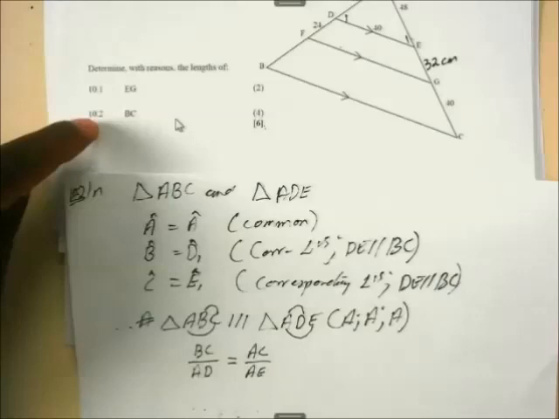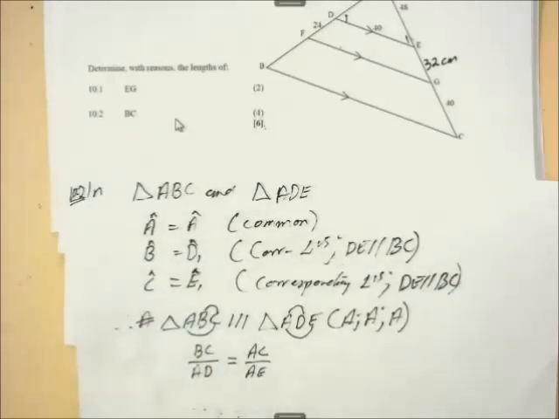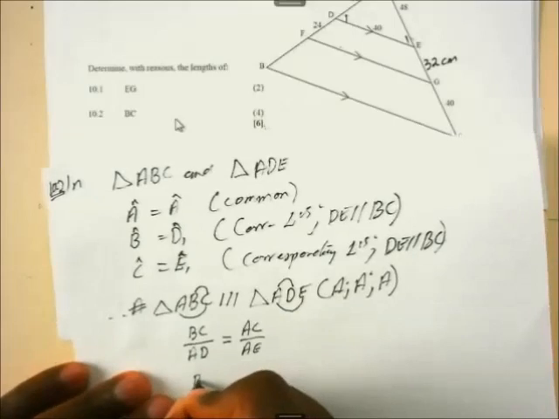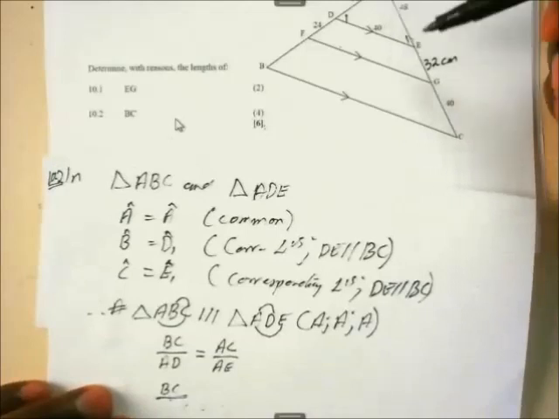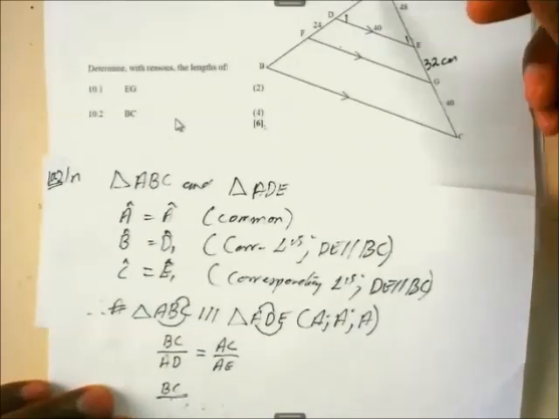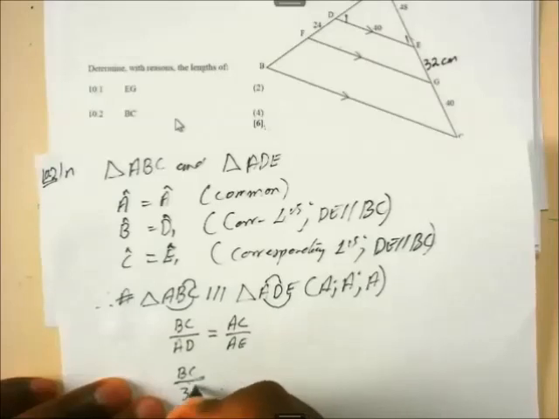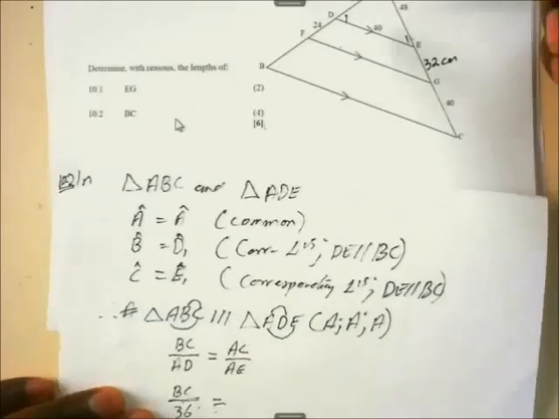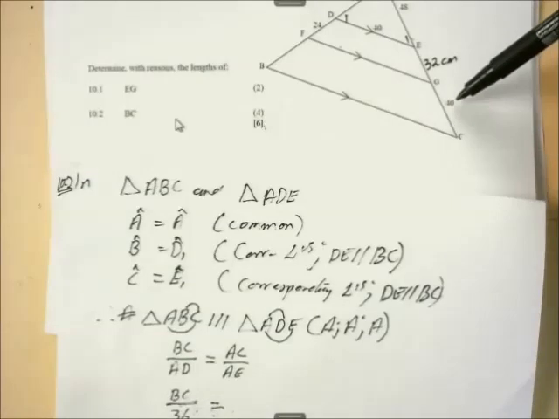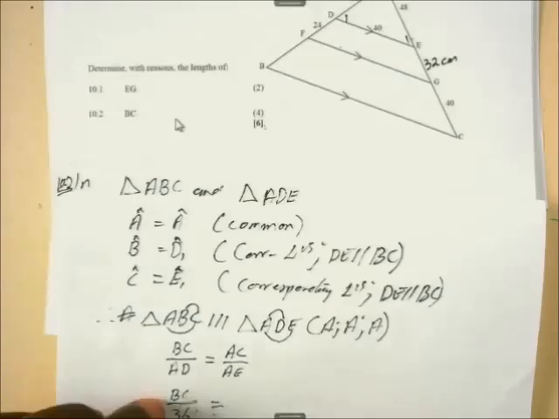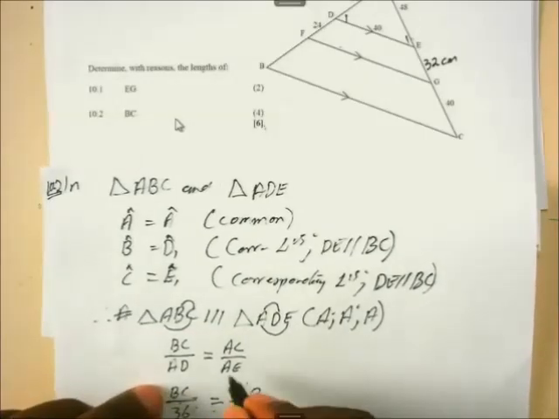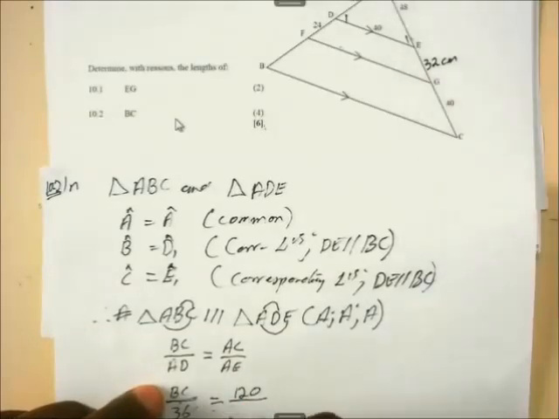Now we want to answer 10.2 to determine the length of BC. Let's check. BC over, check AD. What is AD? AD is 36, which is equal to AC. Check AC. It means you've got 40 plus 32 plus 48. Let's add them together. 40 plus 32 plus 48 all give us 120. Then they give us 120 over AE. Check AE is 48.